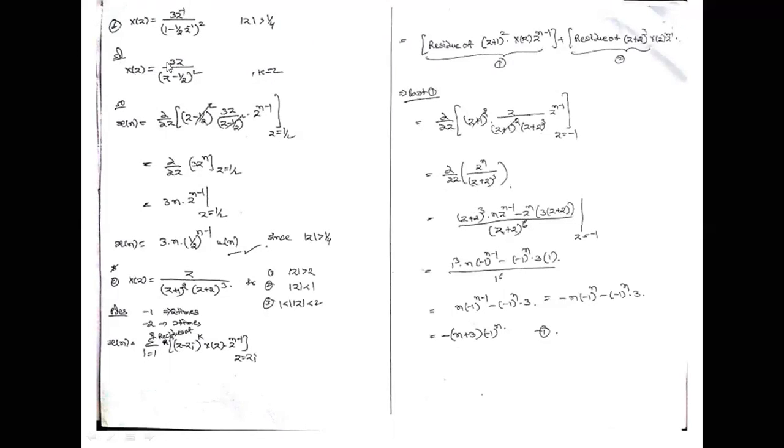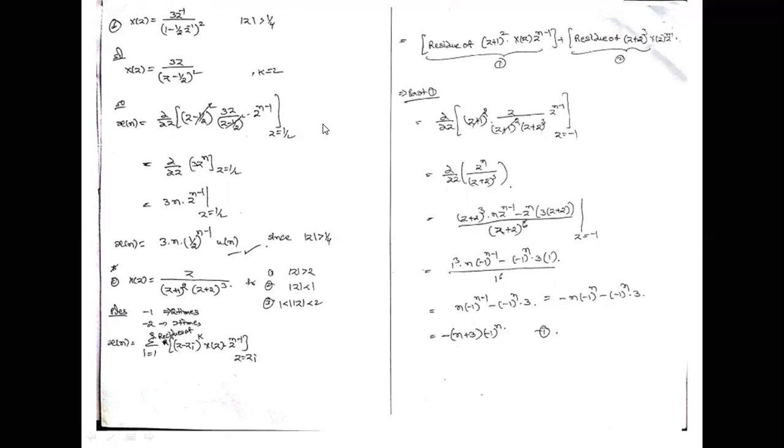The given function x of z, convert it to positive powers. Take z inverse as common in this function: 1 by z inverse minus 1 by 2. 1 by z inverse is z here, and 1 by 2, because z inverse is already there. With the square of the term, z power minus 2 is there. Z inverse and z inverse get cancelled, and another z inverse we have in the denominator, bring that into the numerator. It becomes x of z is equal to 3z by z minus 1 by 2 whole square.